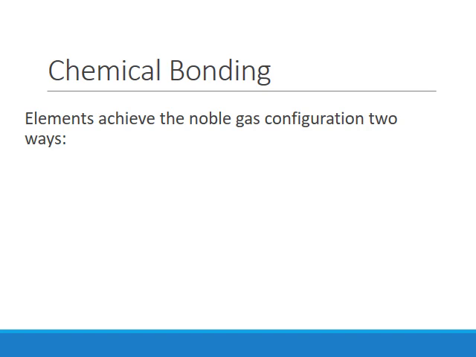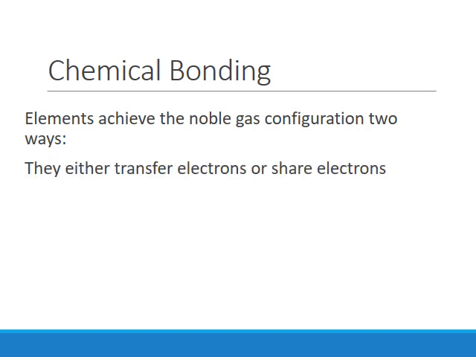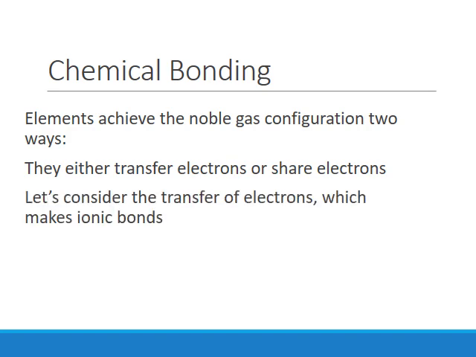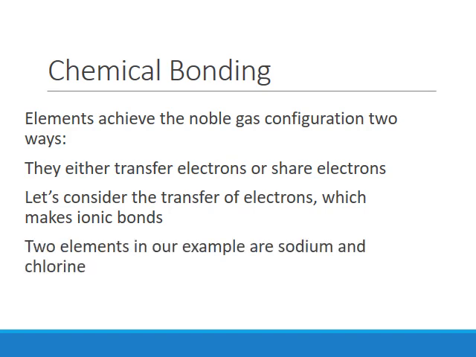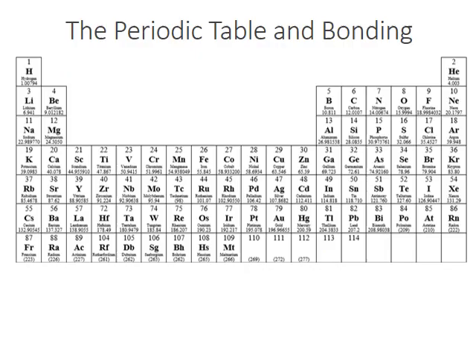Elements achieve the noble gas configuration 2 ways. They either transfer electrons or they share electrons. Let's consider the transfer of electrons. That makes ionic bonds. We'll do an example using the elements sodium and chlorine. If we look at the periodic table, there are noble gases. That's the goal of atoms that bond.